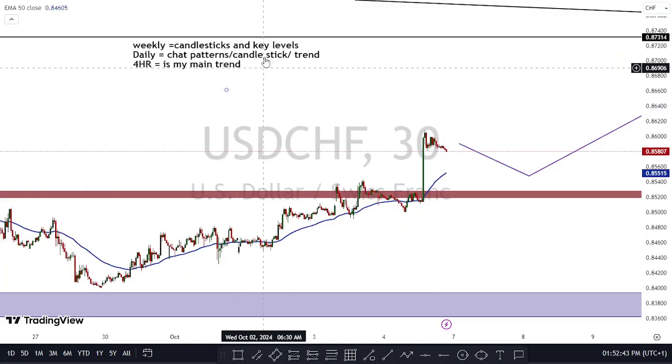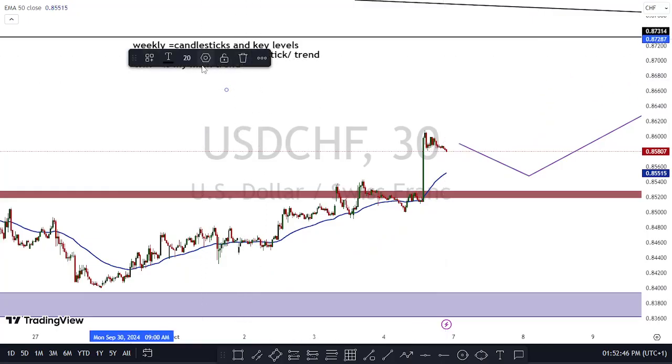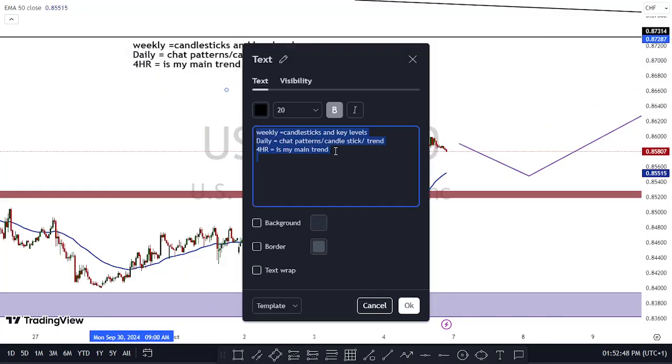Now this is where my entry time frame is. Right? This is my entry time frame. So now 30 minutes. Very simple, guys. 30 minutes, my entry time frame. This is where I need to enter the trade.